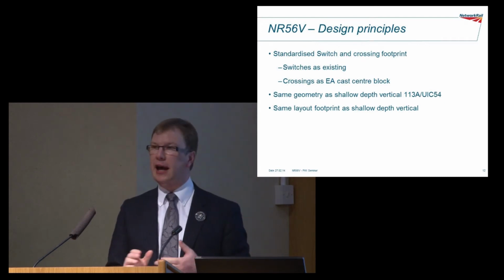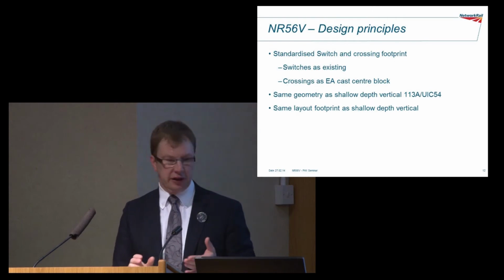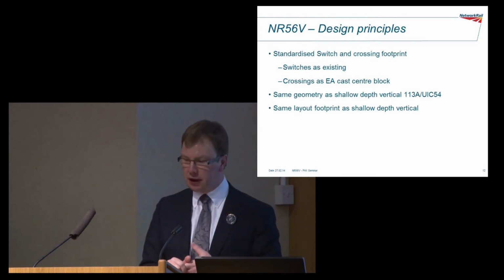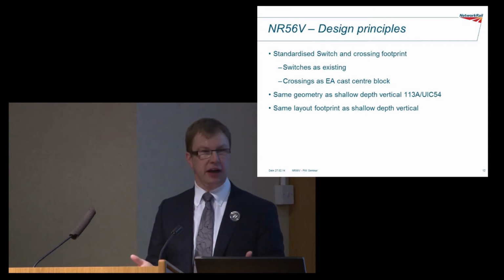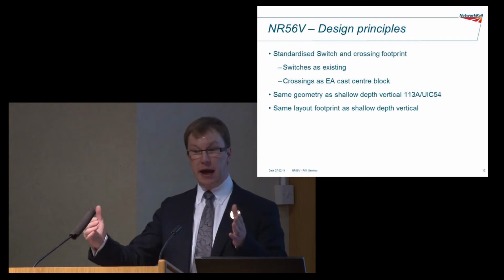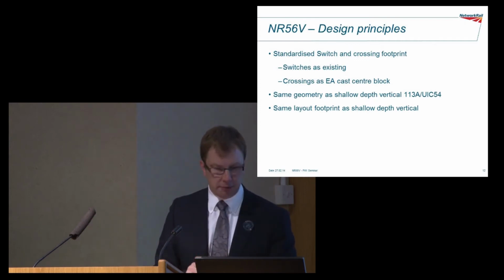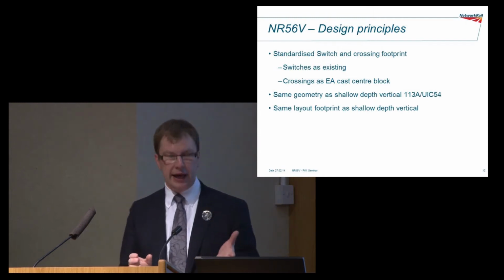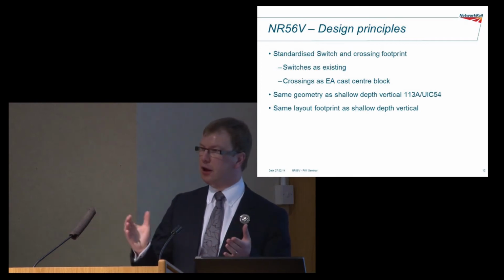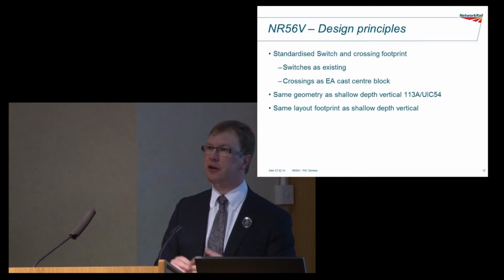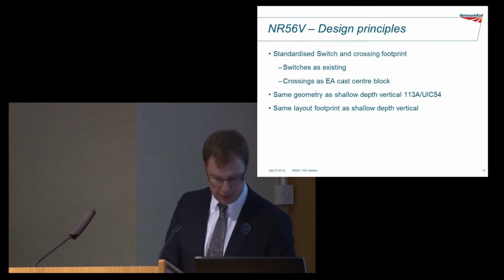The geometry of the layouts is exactly the same as the existing shallow depth vertical. So for people who are involved at a scheme level, it's exactly the same. The only thing that does change is the position of the last through bearer and the long bearers. But the overall geometry remains exactly the same. And as a consequence, we keep the same layout footprint. So if you're doing a like-for-like renewal, you can put a new NR56V layout in its place and you aren't having to move the equipment.